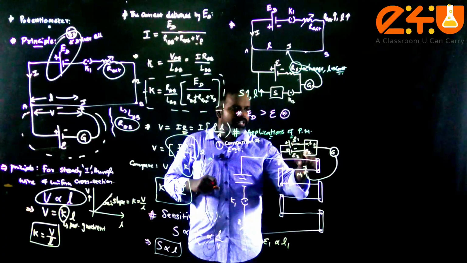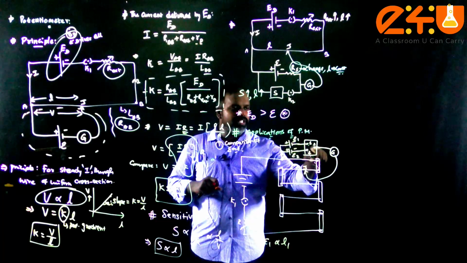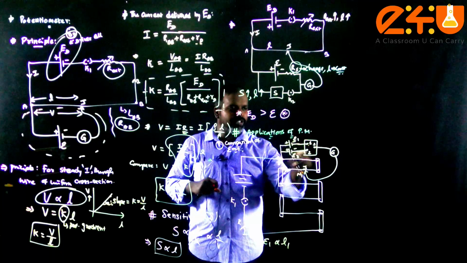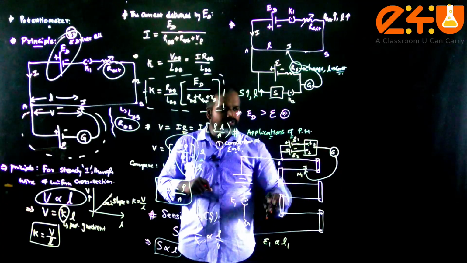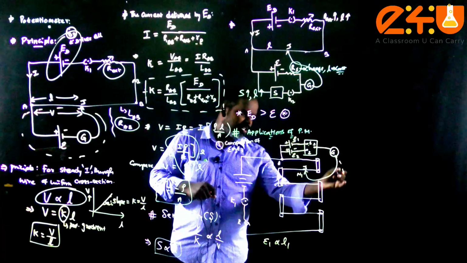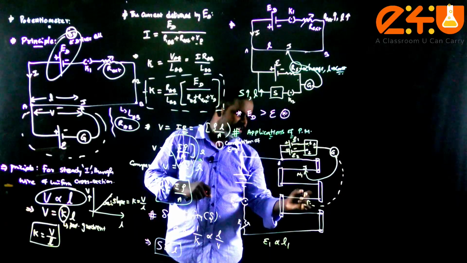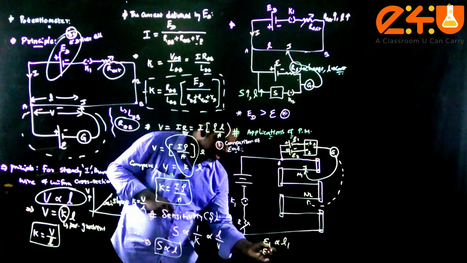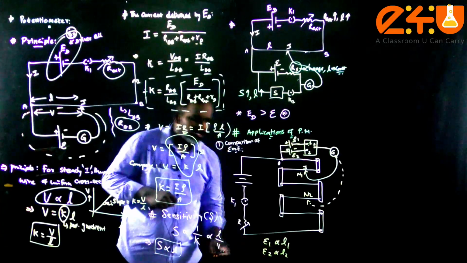Now there is a contact between the terminals 2 and 3 at this time. So in this case the cell of EMF E2 is connected in the circuit. Therefore I can say that at the time the corresponding balancing length is stated to be L2. Therefore we can say that E2 is proportional to L2.